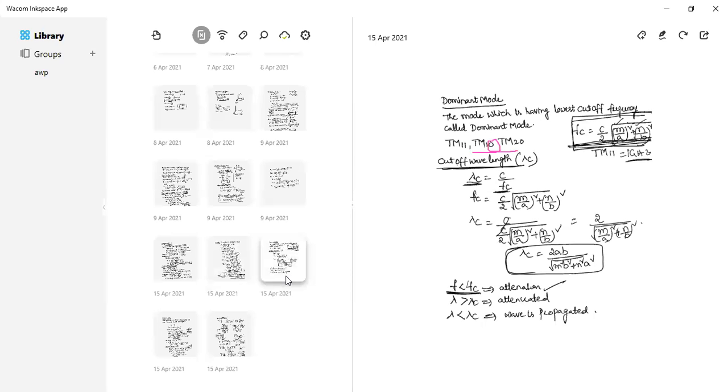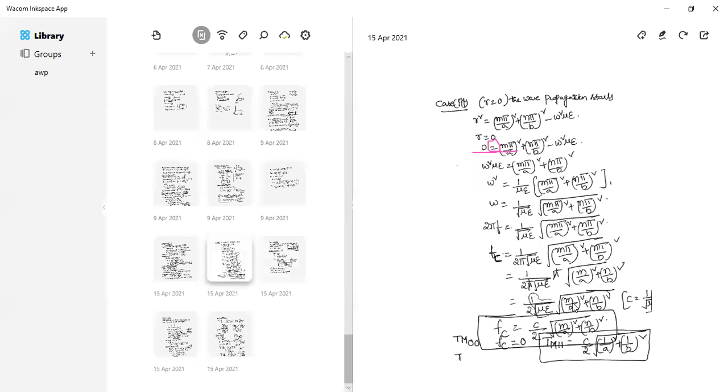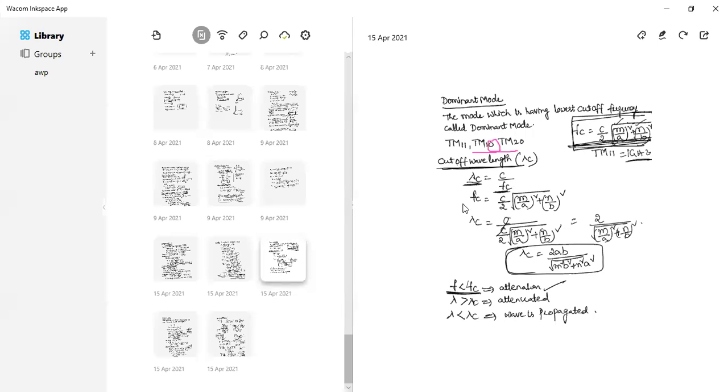Next we defined cutoff wavelength. We have the relation c equal to f lambda, from which lambda equals c by f. Already we got fc, the cutoff frequency. We simply substituted this expression of fc and we got the expression of cutoff wavelength.